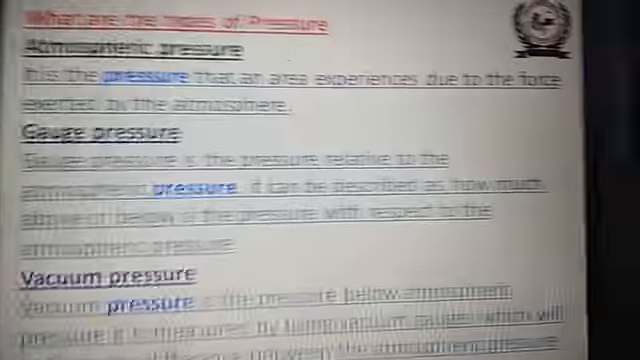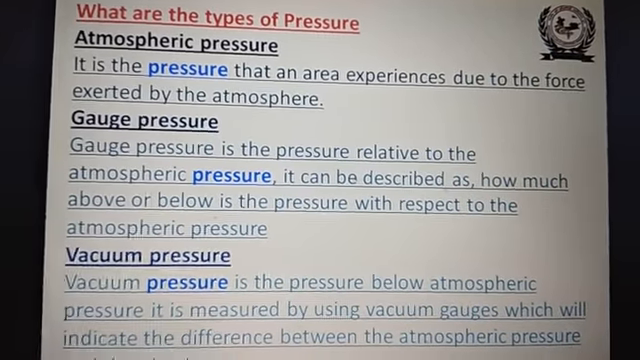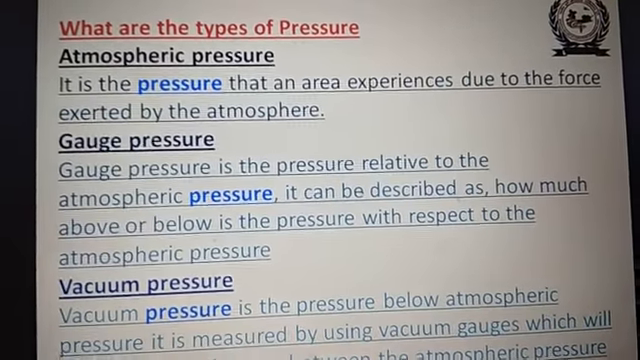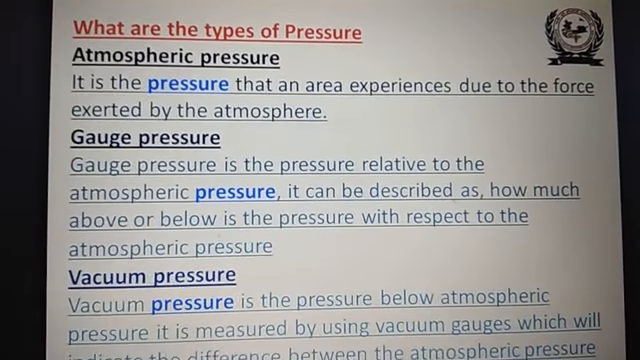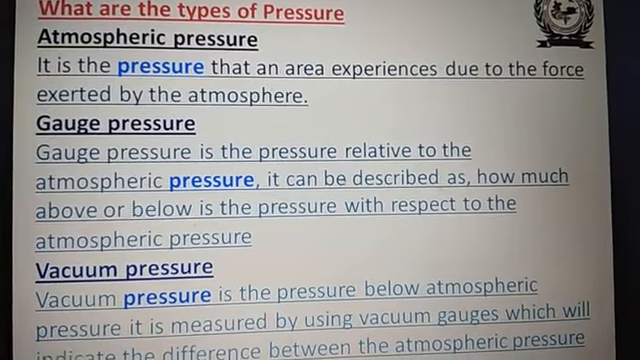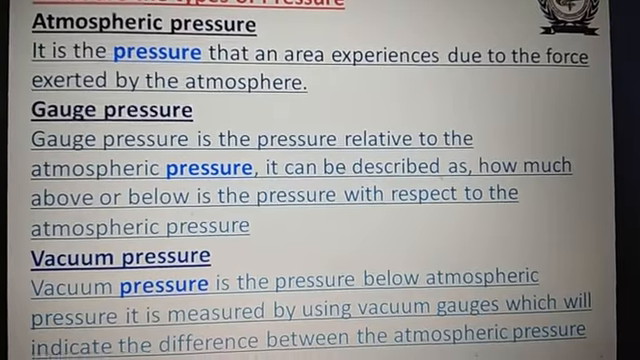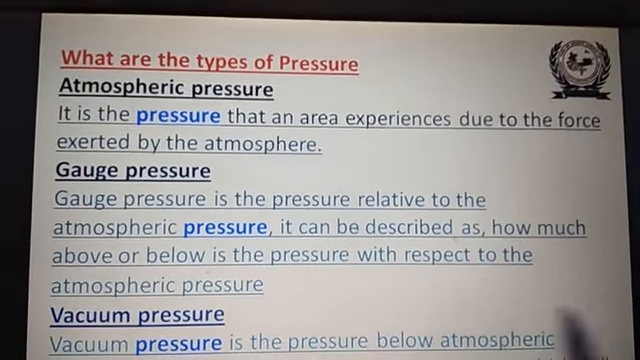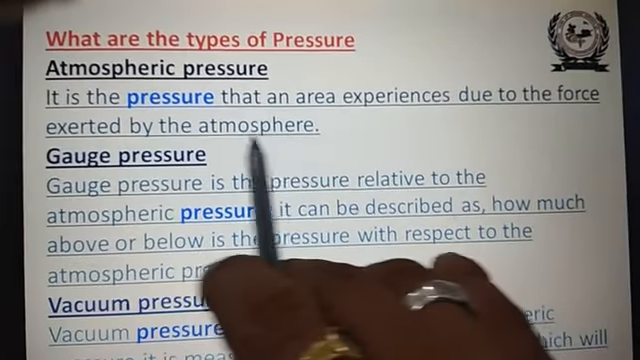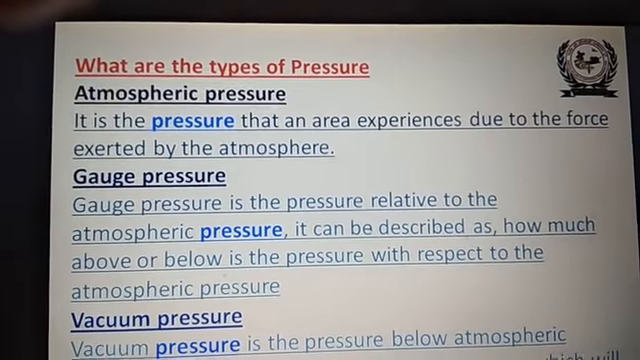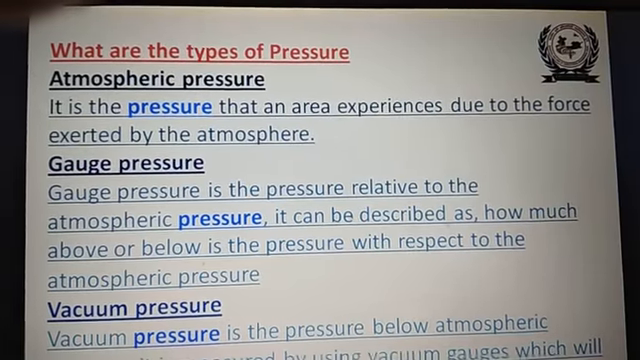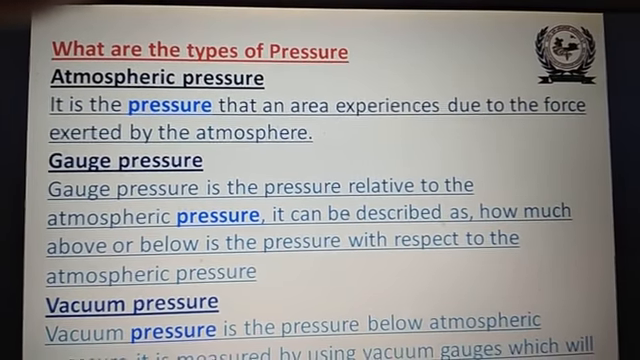What are the types of pressure? Because you must know this idea before we study the devices, we must know the various types of pressure. One of the pressures is called atmospheric pressure. It is the pressure that an area experiences due to the force exerted by the atmosphere. So, atmospheric pressure is the pressure that a particular area experiences due to the force exerted by the atmosphere.